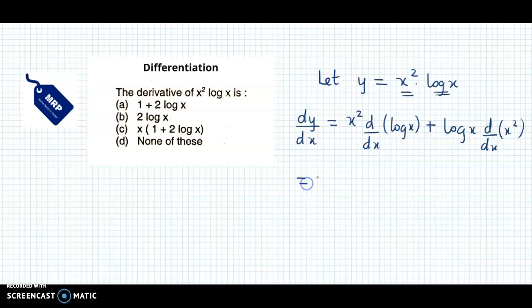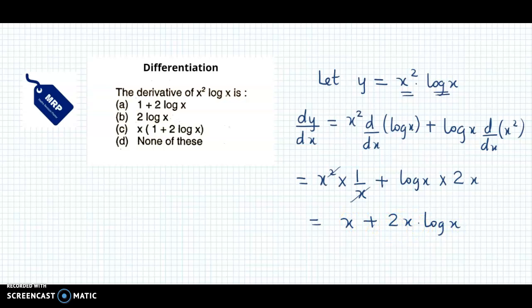Proceeding further, we get x square into, now derivative of log x is 1 by x, plus log x into derivative of x square is 2x. Now we could cancel off 1 x over here, so we are left with x plus, and this could be written as 2x into log x.